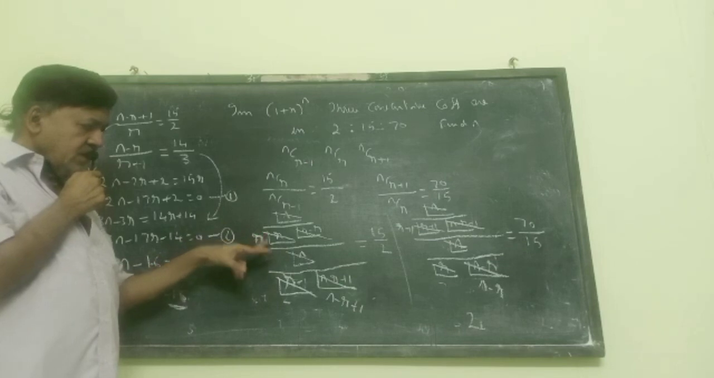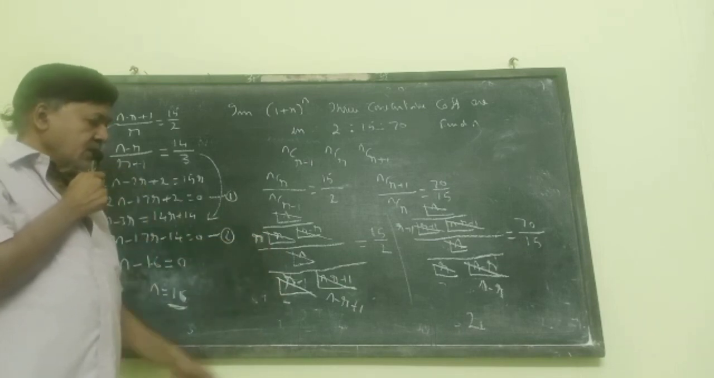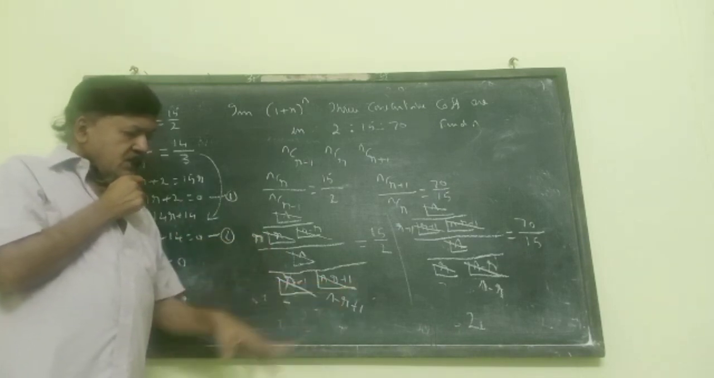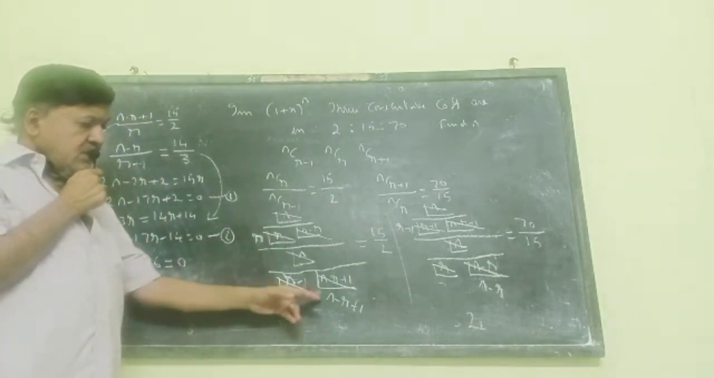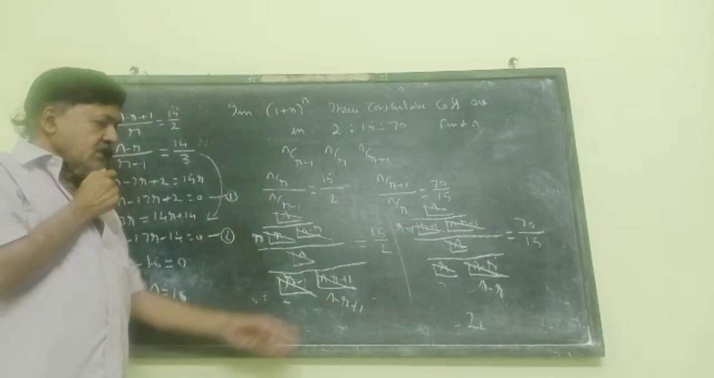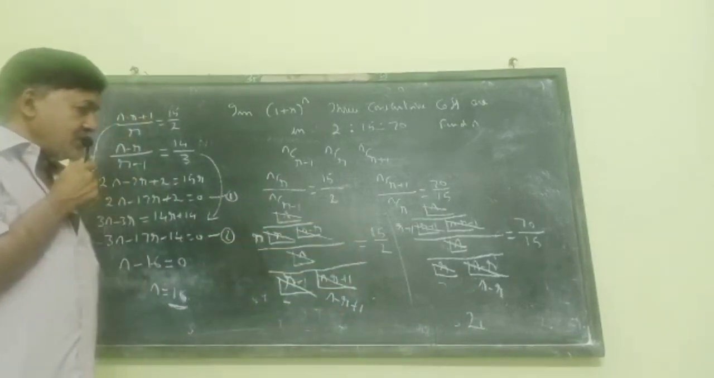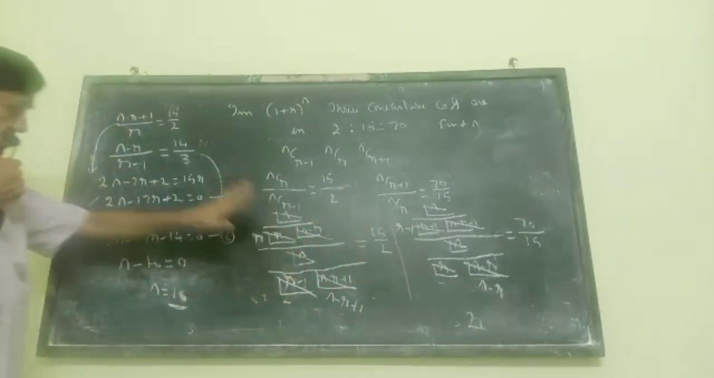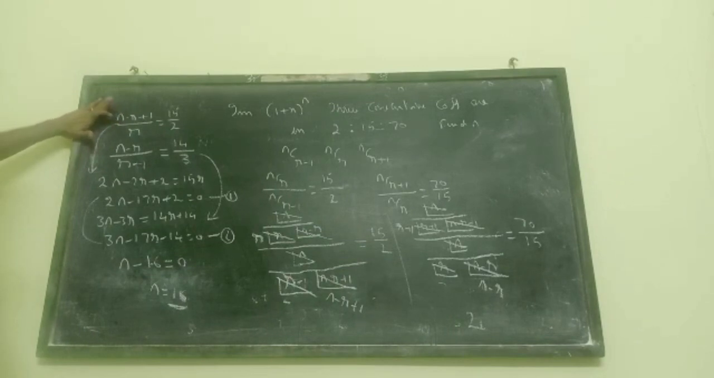So r into factorial r minus 1 will cancel. Factorial n minus r plus 1 can be written as n minus r plus 1 into factorial n minus r. So that will cancel. You will get 15 by 2. Then this I am writing here. N minus r plus 1 by r is equal to 15 by 2.